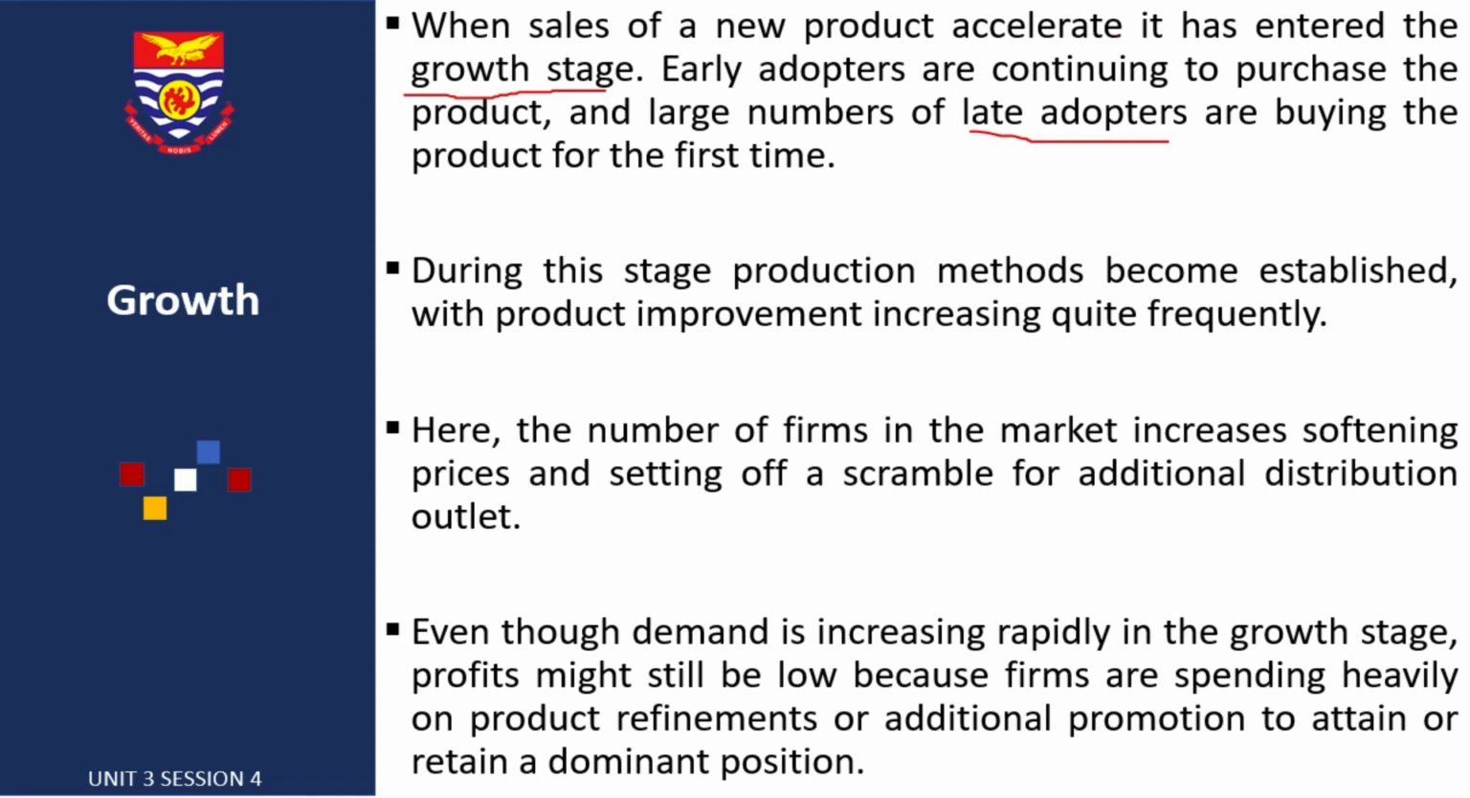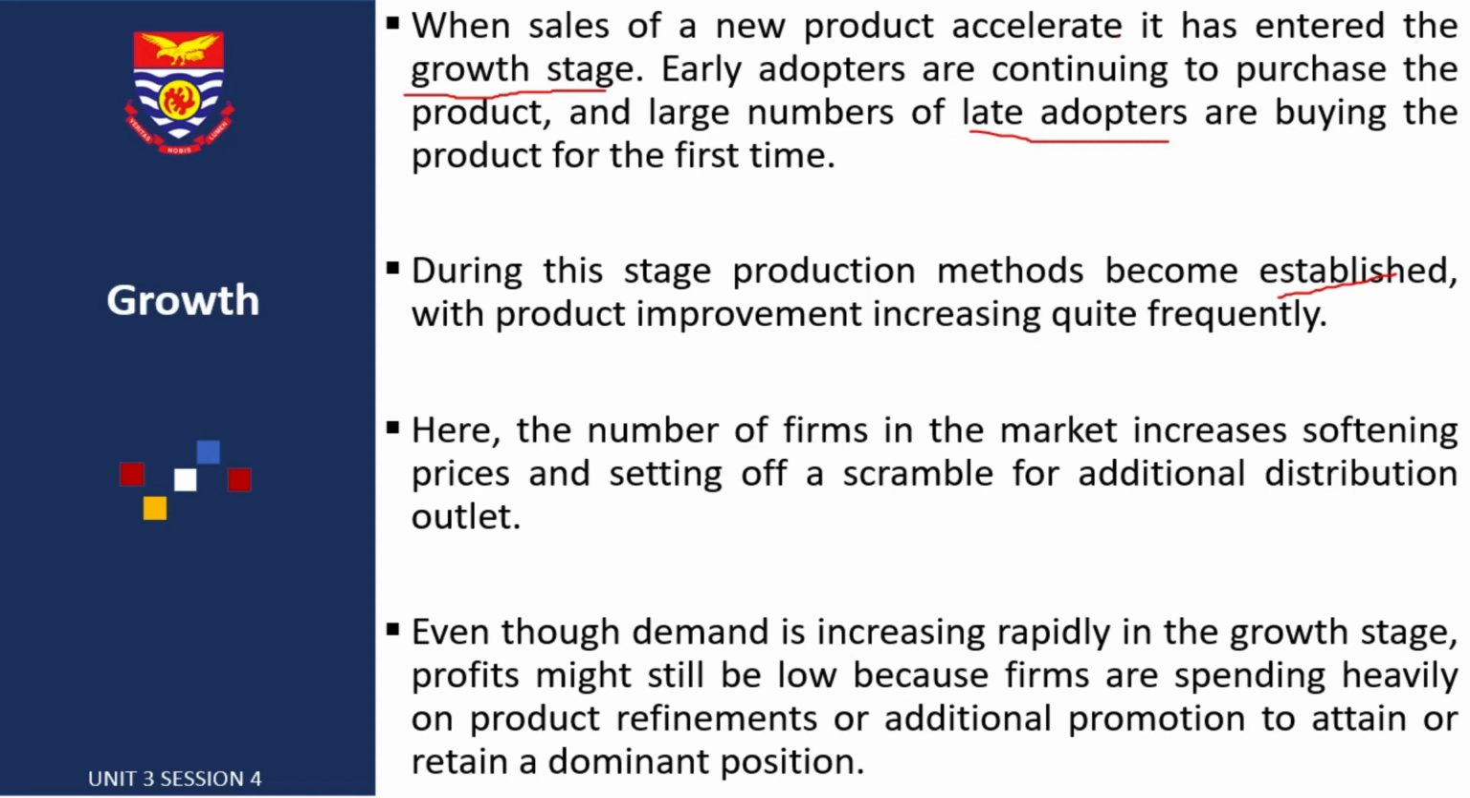During this stage, production methods become established, with product improvements increasing quite frequently. Since the product has moved from the introduction stage to the growth stage, you realize that the production methods become established or standardized, and marketers get to know how things can be done in order to arrive at a quality product. Here, the number of firms in the market increases, softening prices and setting off a scramble for additional distribution outlets.